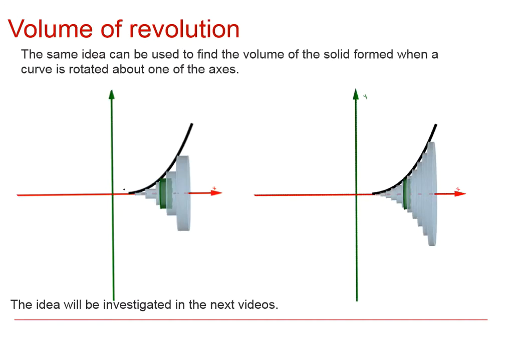Now, this process can also be done when we do something called a volume of revolution. And this is where we take our curve and we rotate it 360 degrees about, in this case, the x-axis. So what we create is a solid that we want to find the volume of. And so instead of summing rectangles, what we're going to look at, you can see here, is summing cylinders. And the next video will look into that in more detail.